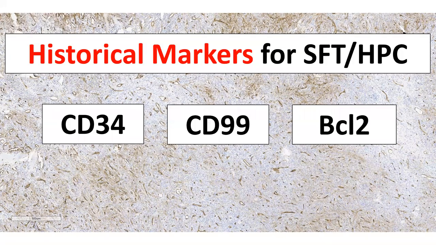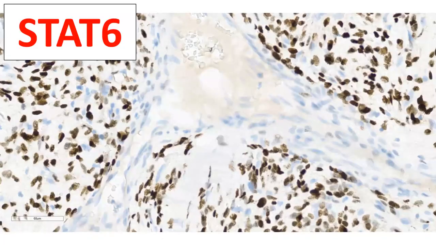Historically, we ran 3 markers to diagnose or to provide support for solitary fibrous tumor / hemangiopericytoma: CD34, CD99, and BCL2. We would run all 3. Frequently, all 3 would be positive or patchy positive. That gave us immunophenotypic support for the diagnosis of solitary fibrous tumor hemangiopericytoma. Of course, today, it's STAT6. It's really the only marker you need.